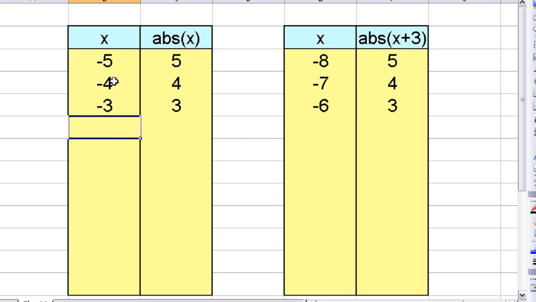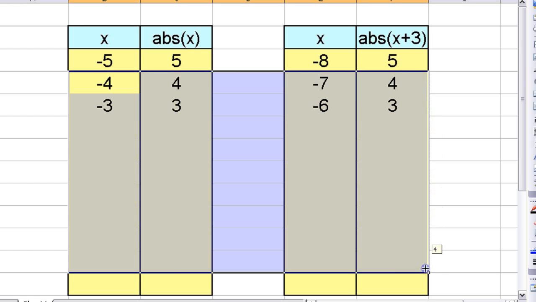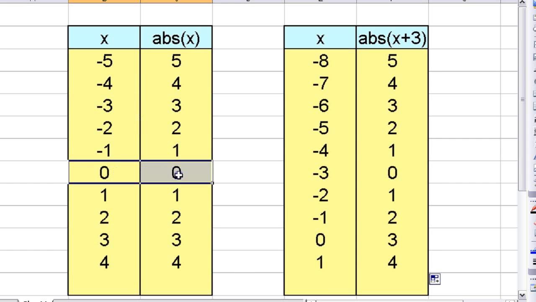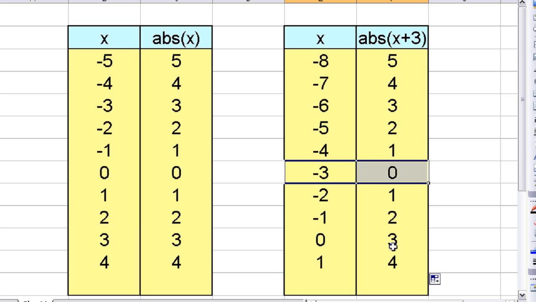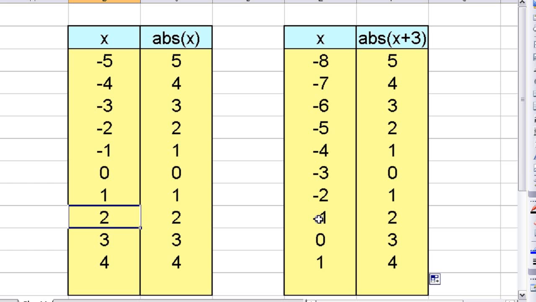Continue it down here. We can just do it the quick and easy way. Whoops, missed the last one, but that's okay. Every single point here, 0, 0 goes to -3, 0. 2, 2 goes to -1, 2. The only difference is that the x value is 3 lower.